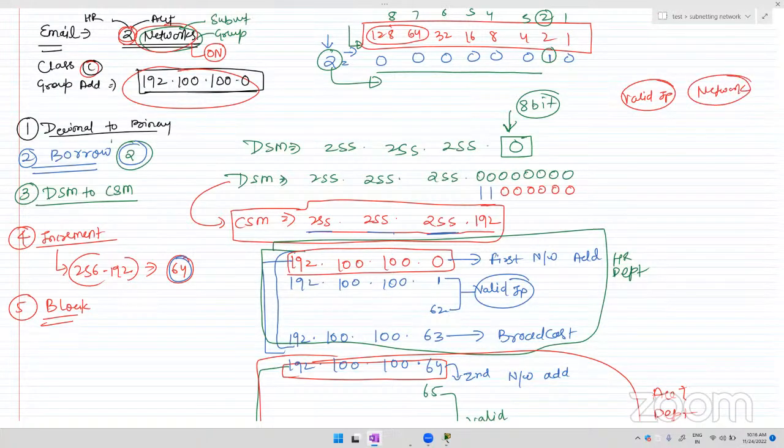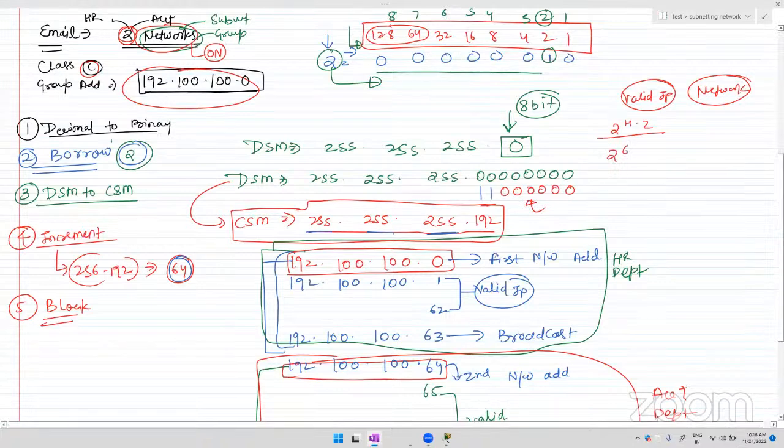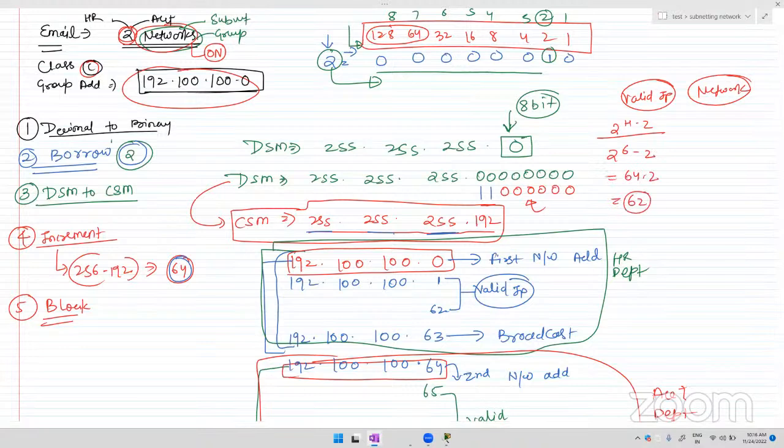So for the valid IP formula, I think we already did it: 2 power h minus 2. So how many bits are off in your subnet mask? Verify. How many bits off? 6. So 2 power 6 minus 2, 64 minus 2. Every group has how many valid IPs? 62 valid IPs. 62.